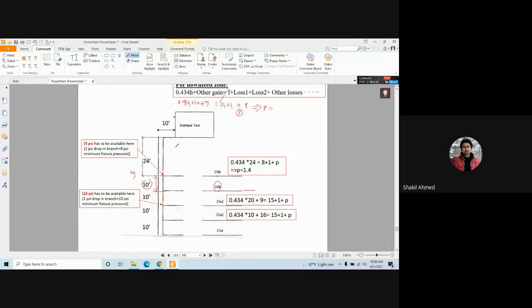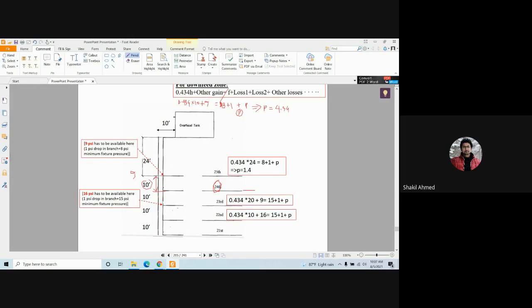Oh, minus 4.33. By the way, here this is the 24th floor, right? So this is not 15. This is 9. This is 8 plus 1. Am I right? Because this is a flush valve. Sorry, flush tank. So 8 plus 1. What's the value, guys? 4.34.